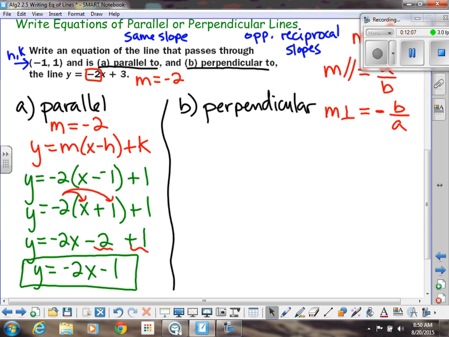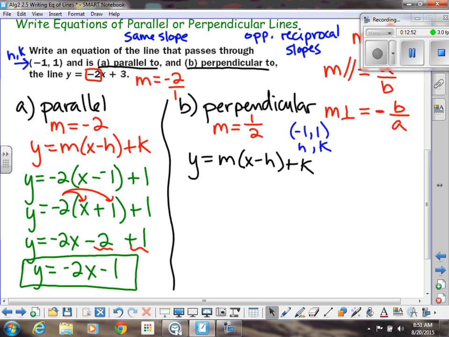Now for perpendicular, my slope has to be the opposite reciprocal. So I have to do the opposite sign. So my original slope is negative, so this needs to be positive. And remember, this slope is negative 2 over 1, so I need to flip that fraction around. So that's going to be positive 1 over 2. So look at that, make sure you understand why that slope is positive 1 over 2. Then we're going to go back, use the same h and k. Remember, h and k is that negative 1 comma 1. And we're plugging that into the hk formula.